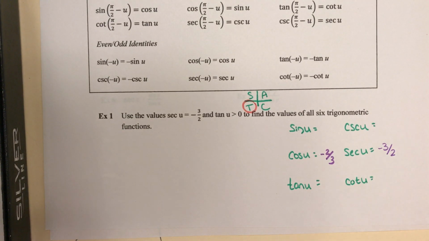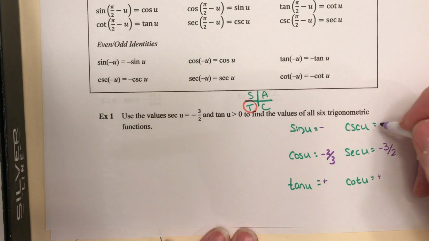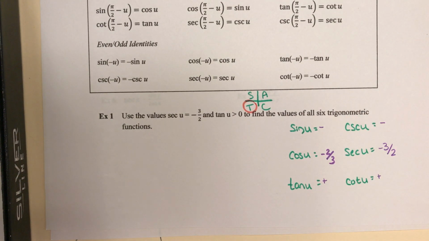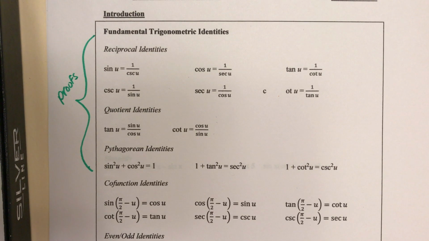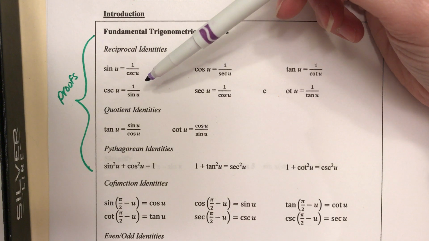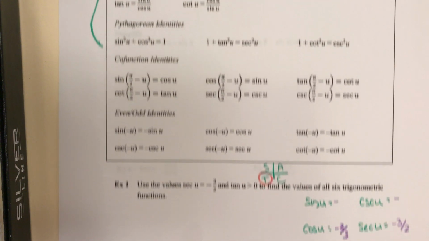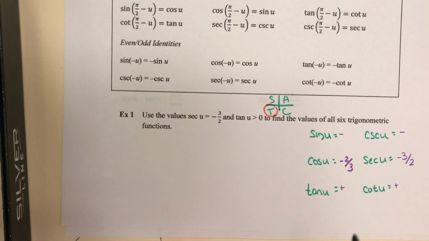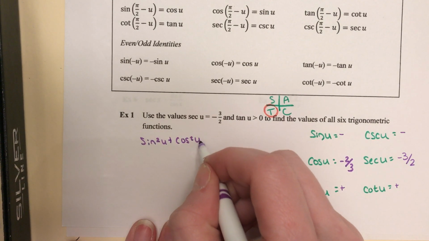I also know that tangent is positive. So therefore, cotangent would be positive. Sine and cosecant would be negative because tangent is the only function positive in the third quadrant. Okay, so I'm going to pick a formula. I know cosine. I want to pick a formula that's going to give us another trig function. I can't use the reciprocal one up here because I already figured out cosine, but I have a formula right here. Sine squared plus cosine squared equals 1. I'm going to write that one down. Sine squared plus cosine squared equals 1.